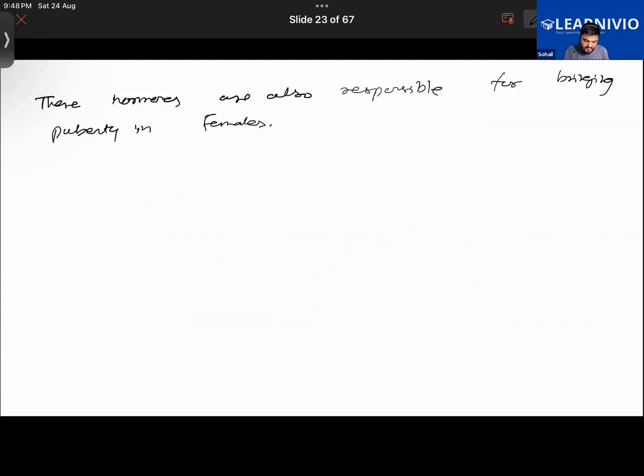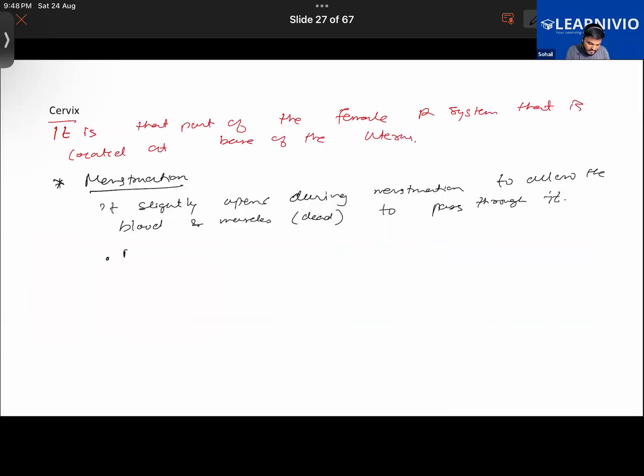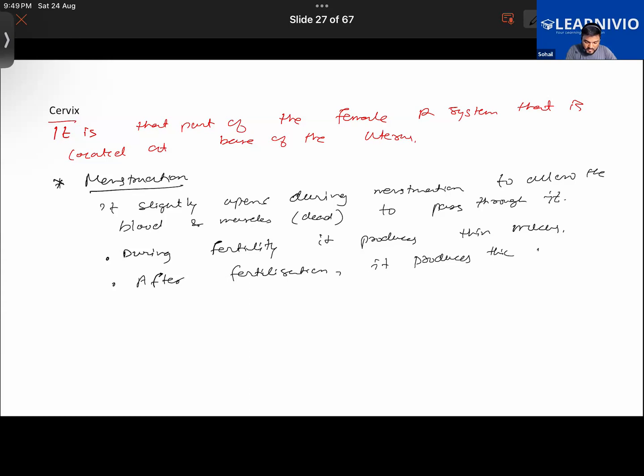During pregnancy, we have also learned about this. What will be the role? During fertility, it produces thin mucus. Furthermore, after fertilization has taken place, it produces thick mucus.